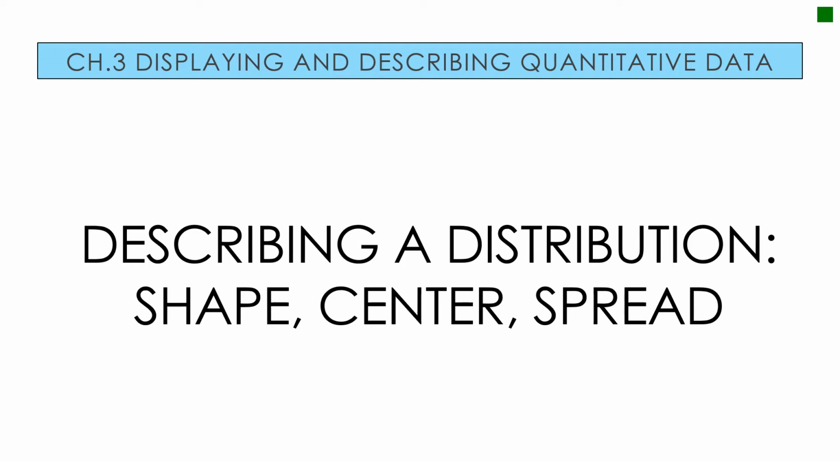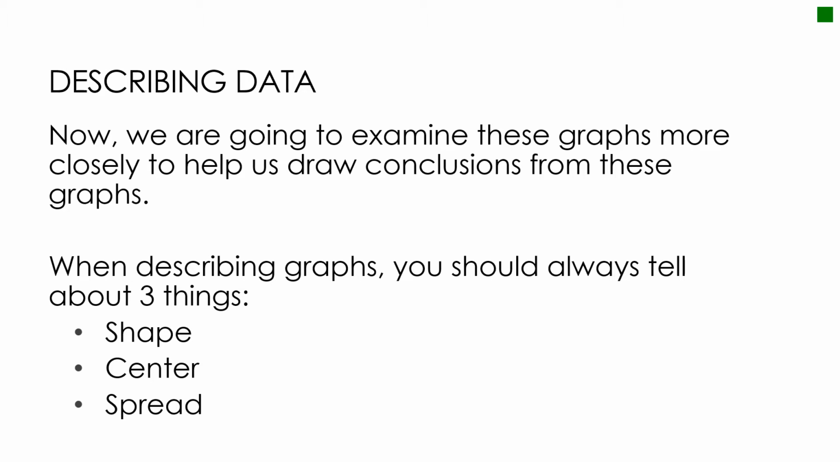We just finished talking about how to create a display for quantitative data, and now we want to talk about how to describe that distribution from the display that we have created. And what we will do is look at the shape, center, and spread of the distribution. So what we want to be able to do is to look at the data and help us draw conclusions or look at maybe some observations that we wouldn't have seen if we did not create the graphical display. And again, we're going to look at shape, center, and spread.